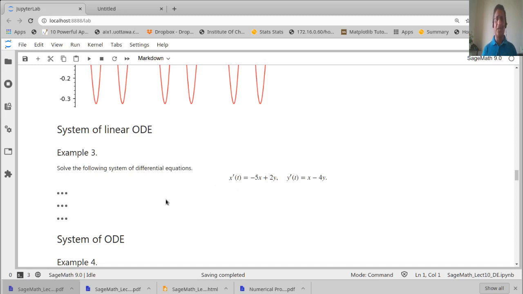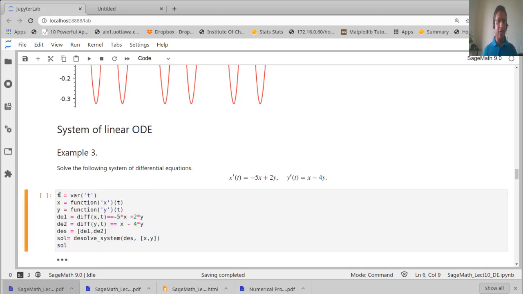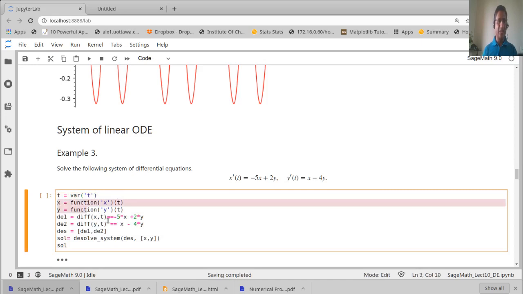Suppose you want to solve this. Again, x and y you have to declare as a variable, x as a function of t, y as a function of t. Then you define the first equation, define the second equation, and then you can use dsolve_system. So that is what we have to use. Here t is a variable, x and y are declared as functions of t. The first equation I'm calling de, which is derivative of x with respect to t equal to minus 5x plus 2y, and the second equation de2 as derivative of y with respect to t equal to x minus 4y, and then let us call this system DES, and then solve with dsolve_system.